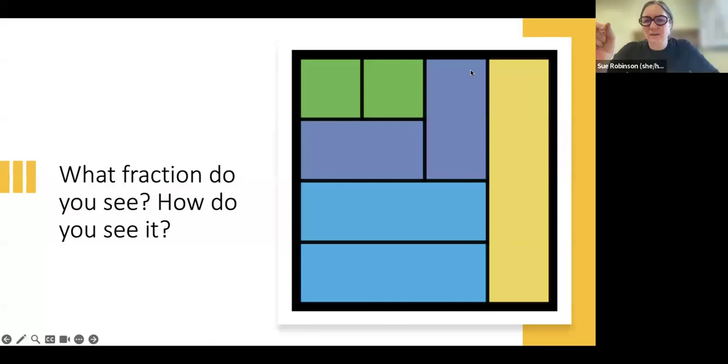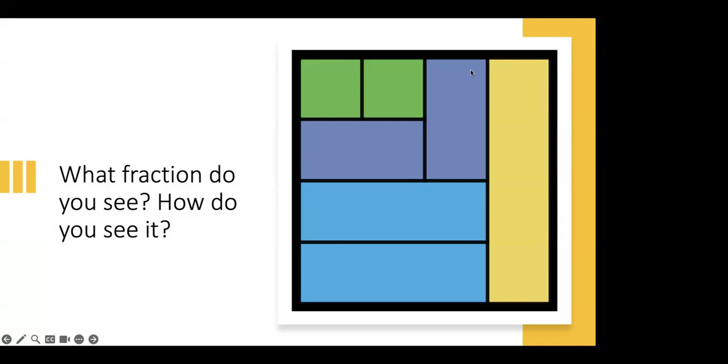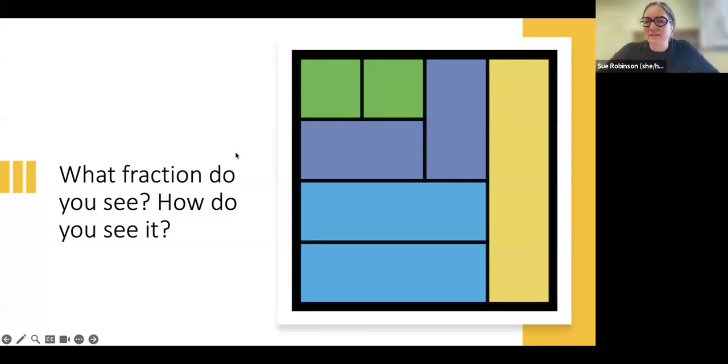I forgot to mention, when you were describing that, what I saw was the 4 vertical columns. Yeah, exactly. Vertical columns, and the yellow column stood out as 1/4. Yes. Okay. Nice. Thank you. Anyone else want to share one of their fractions? We've got 2/16.